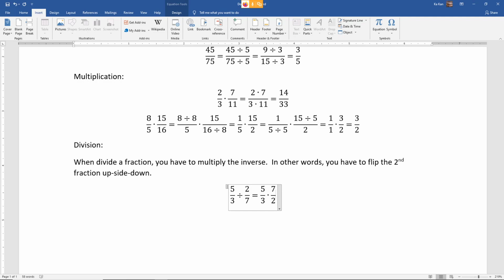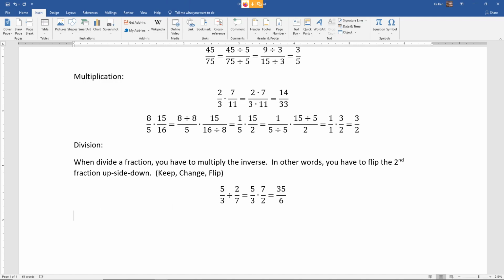And this is what they call keep, change, flip. So maybe I should say this here. Keep, change, flip. Meaning you keep the first guy, you change the second guy, the division, to a multiplication, and you flip the last guy. Keep, change, flip. I'm sure some of you have heard that before. So what's that equal to? Multiply. So that's 35 over 6. Done. And that's it. Division, if you know how to multiply, you know how to divide.